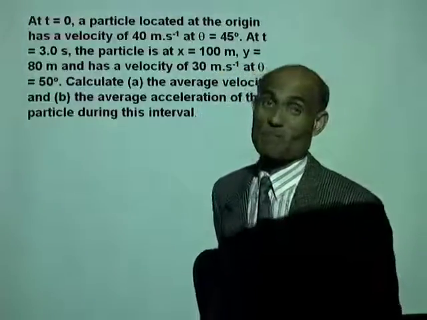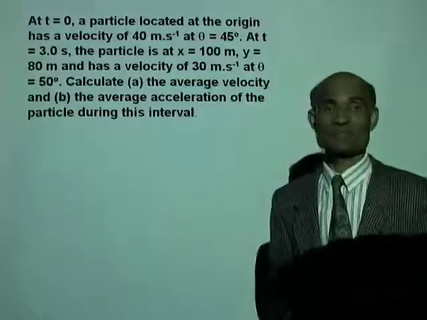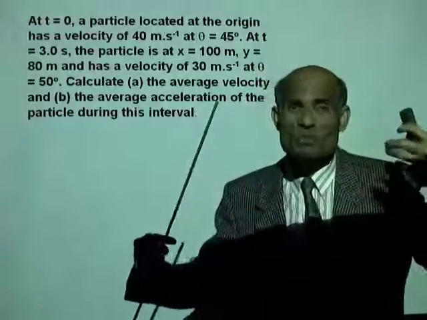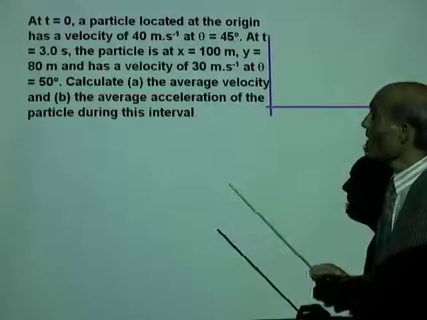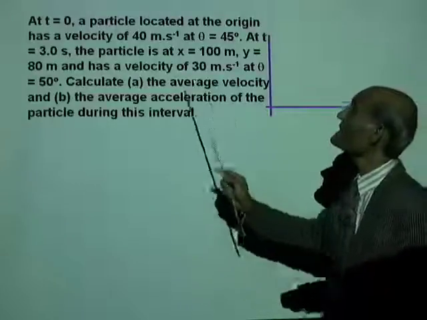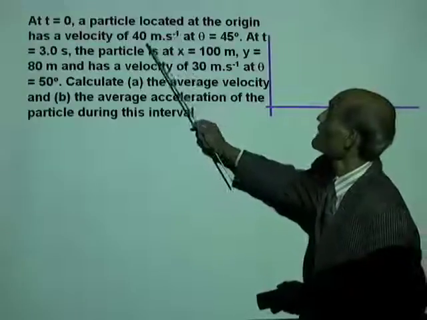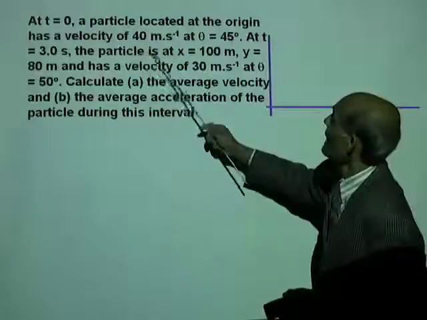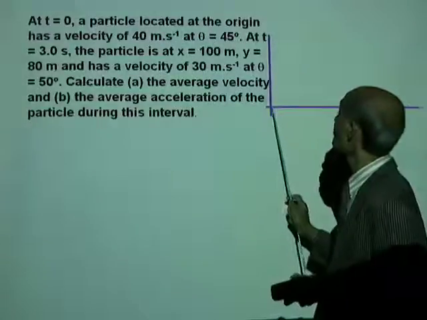All right. Can you draw a diagram for this? You see, if you have to do a problem well, you need to picture that problem. All right, let's draw a diagram. Where is the object at t equal to 0? At t equal to 0, the particle is located at where? At the origin. Yes, it's at 0, 0.